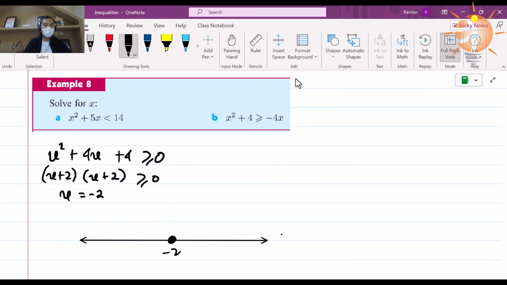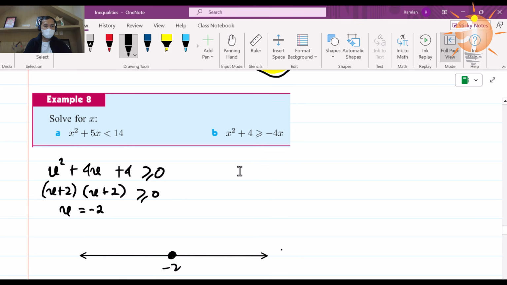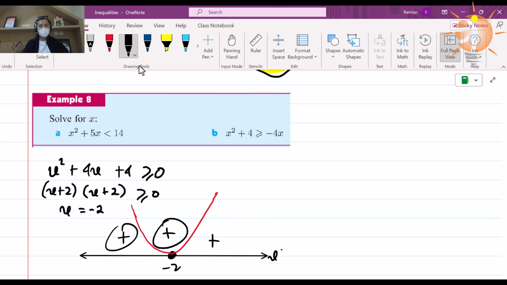But the thing you need to see here is that previously, in the earlier example, you just need to look at the a, the coefficient of x squared, which is positive here. Since it's a positive number, the graph should look like this. So the red graph here is everything above the x-axis. It means that every single number you put into x will always give a positive number, except for negative 2, where you get 0.